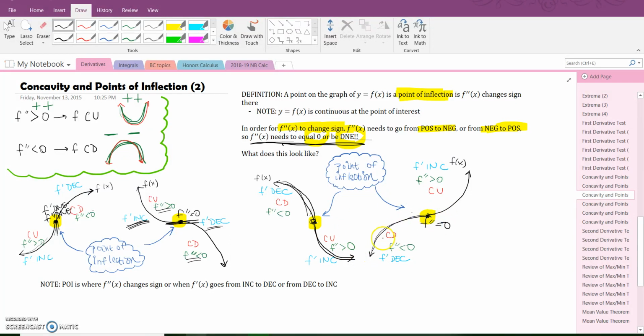Okay, concave down, the derivative is decreasing. Concave up, the derivative is increasing. Point of inflection. The line that you need to remember is a point of inflection is where the second derivative changes sign, positive to negative or negative to positive, or where the first derivative goes from increase to decrease or decrease to increase. Now, if a second derivative goes from increase to decrease or decrease to increase, the derivative has some kind of extrema going on there.